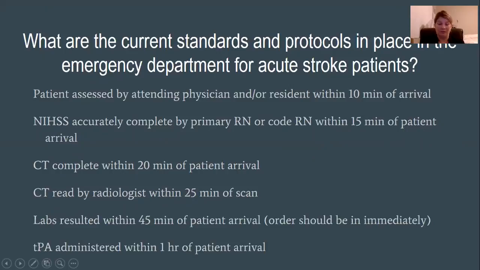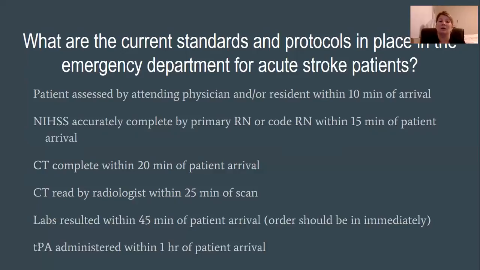So what are the current standards and protocols in place in the emergency department for acute stroke patients? These protocols come from Riverside University Health Systems protocols for the emergency department during code strokes. When a patient comes in initially through the ambulance bay or through triage, they are assessed by an attending physician or a resident. They have to be assessed by the attending physician, but a resident is able to take over care, and that has to happen within 10 minutes of the patient's arrival.